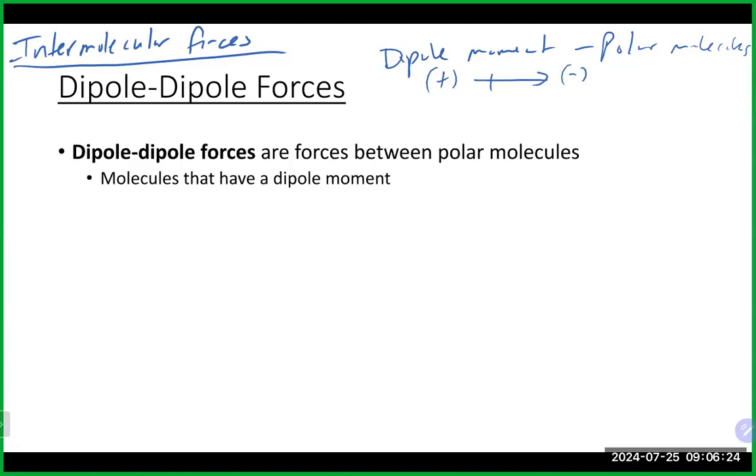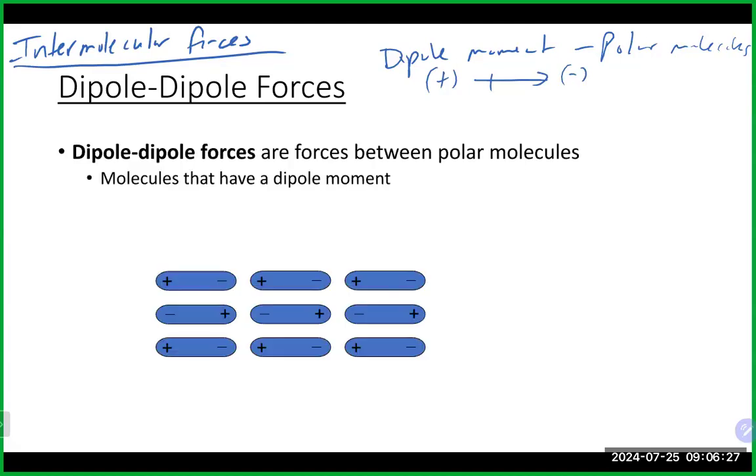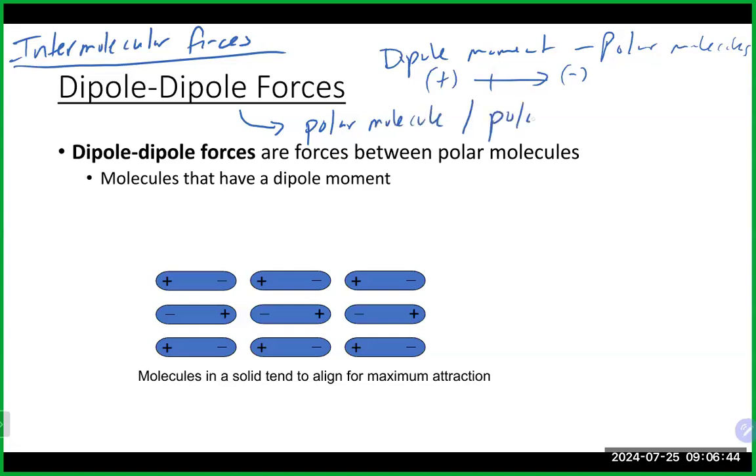So in a dipole-dipole force, the molecules arrange each other in a way to maximize the positive and negative attraction. What does that mean? It means that this is the main force for a polar molecule to interact with another polar molecule, which again could be the same molecule or two different polar molecules, and they do not have the ability to hydrogen bond.